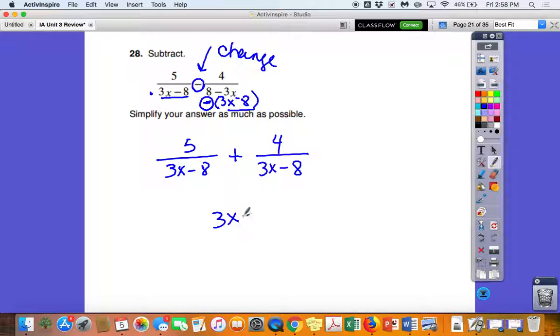So you've already got a common denominator. You don't have to do anything else. 5 plus 4 is 9. You're stuck. You don't have access to that 3, so don't even try it. It's stuck in that binomial right there.